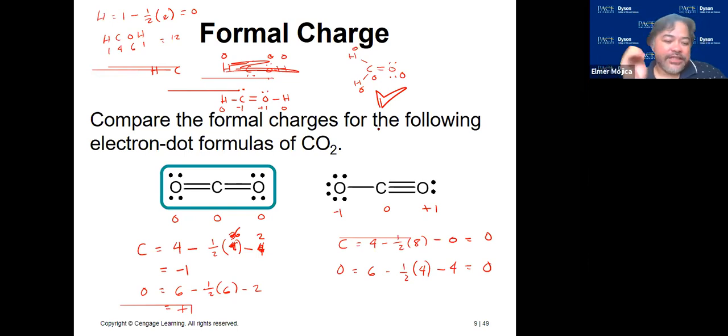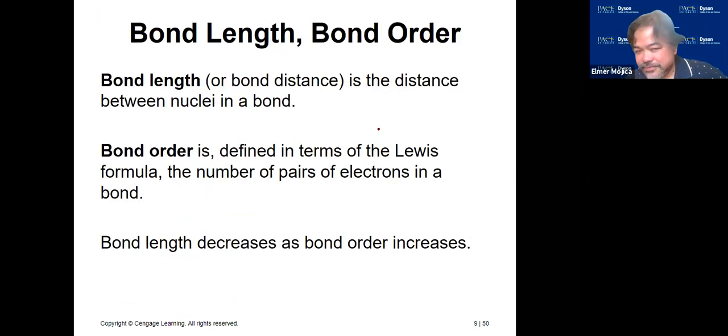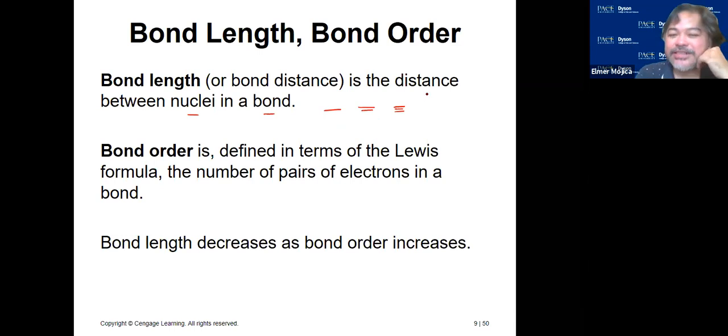Okay? Now the last part that we have here has something to do with bond length and bond order. So what does this mean? The bond length, or the bond distance, is just the distance between the nuclei in a bond. So for instance, a single bond is longer than a double bond, which is longer than a triple bond. Or we could say a triple bond is shorter than a double bond, which is also shorter than a single bond.